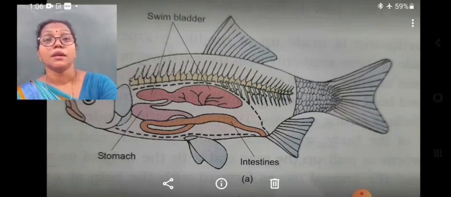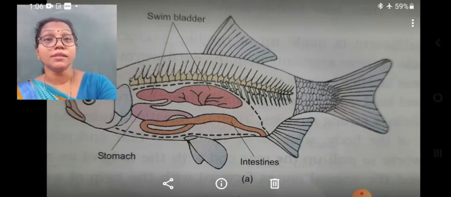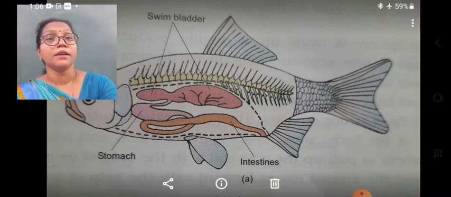Now students, we have studied that the fish body is covered with slippery scales. This slippery scaled body offers very little resistance from the water. So students, all these are the adaptations present in a fish that make the fish move in water. So students, I hope you understood how the fish move in water.